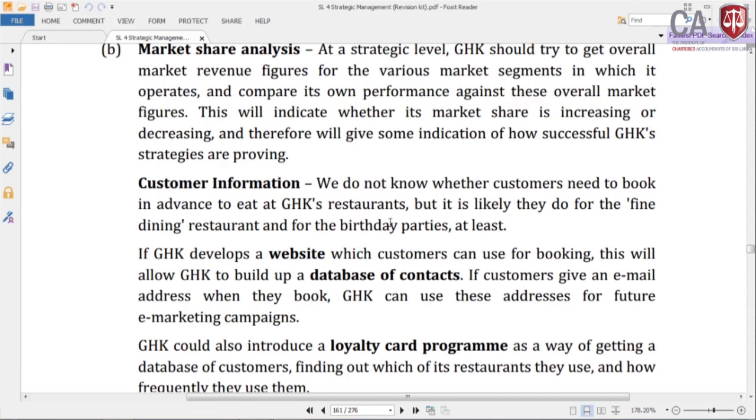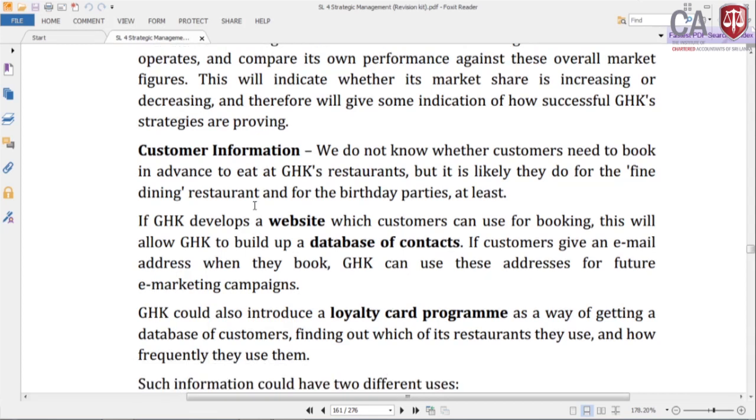You must evaluate the market share you are having. This market share information normally can be found from the external environment. That is why this is considered under the strategic level. Top management normally considers this. For that purpose, you can use some information system. You have to put some information within the system, and from that you can find this. Then customer information.